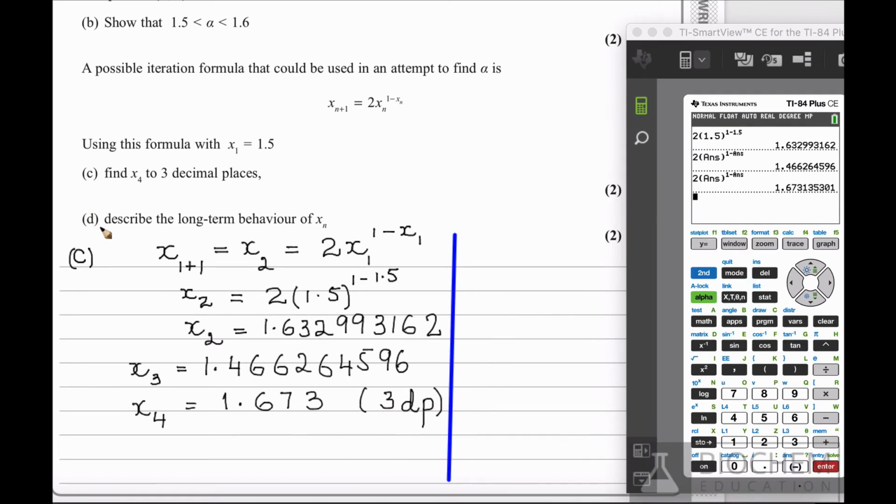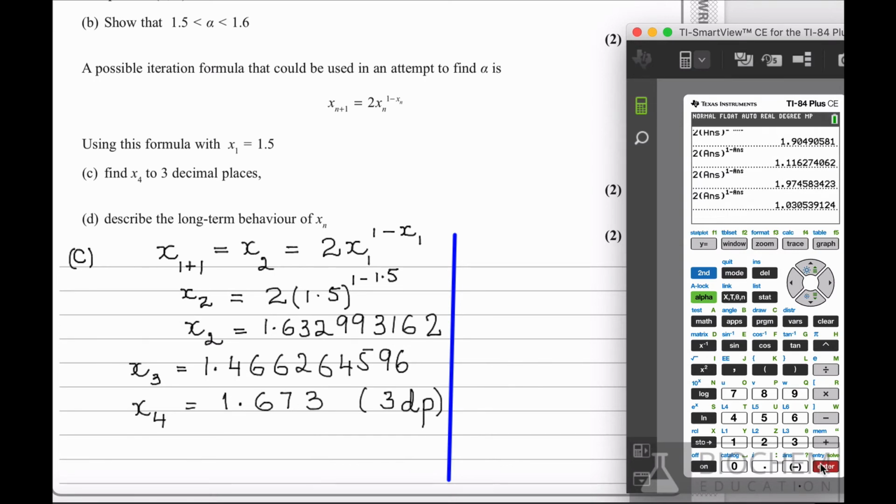Question 11 part D. Describe the long-term behavior of x n. In other words, the examiner is asking how this equation would behave in the long term. We can do this by continuing the iteration up to the point where we can see the behavior. So we can take the help of the calculator and keep pressing enter, because we are inputting the answer back into our equation, until we see a behavior.